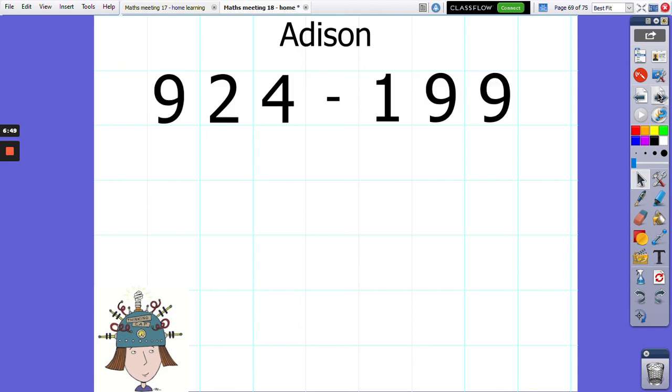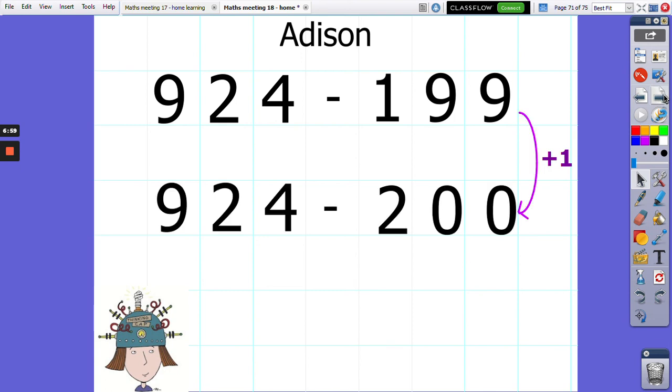Okay, let's have a look. 924 subtract 199. Now wait a minute, that 199 looks very close to a nice round 200. In fact, if we added 1 to that, we'd get 924 subtract 200. We've taken away 200 from 924. That's nice and easy. 9 take away 2, 2 take away 0, 4 take away 0. That gives us the answer, 724.